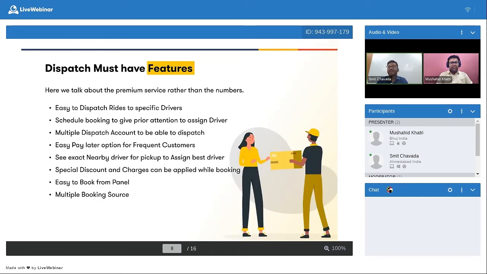Okay, the next is that the dispatcher must have the following features. It should be easy to dispatch the ride to a specific driver. You can do manual booking. You can do pre-booking for dispatcher rides also. Scheduled booking to give prior attention to the assigned driver, so you can assign a particular driver to a particular ride. Scheduled booking is also available. Multiple dispatcher accounts to be able to dispatch.